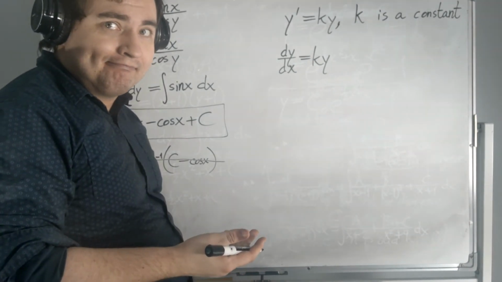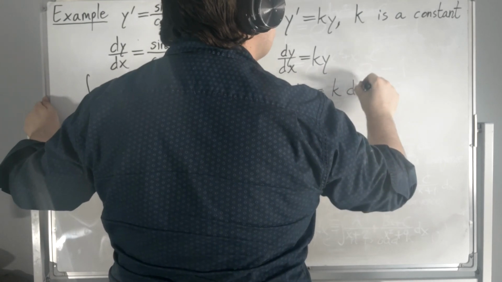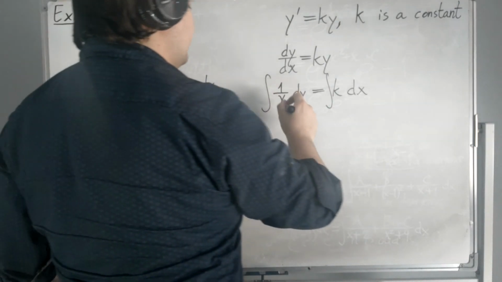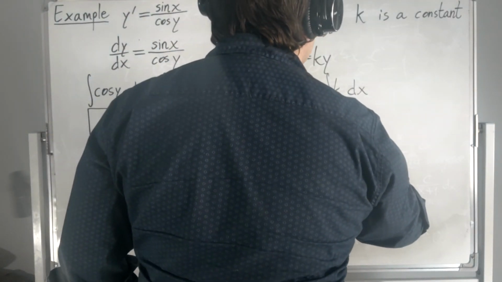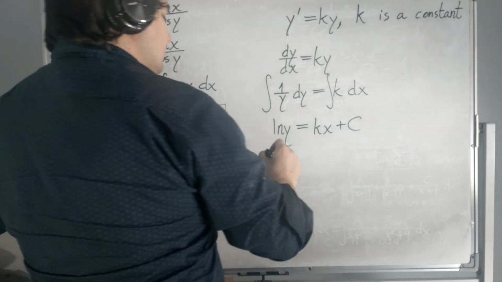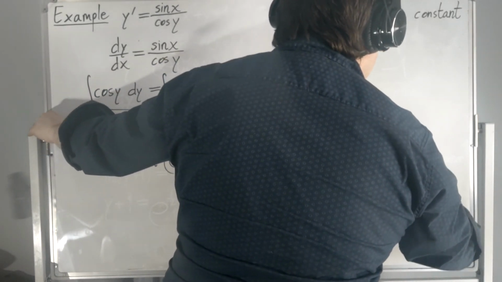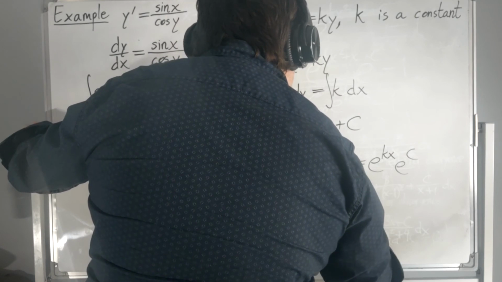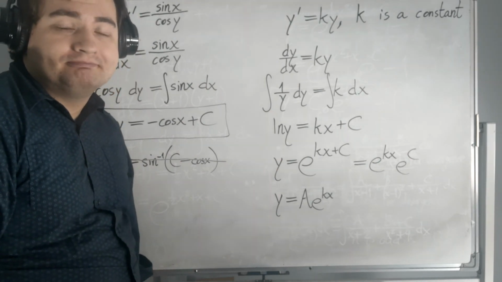This is separable. You can write this as 1 over y dy equals k dx. And then these are just integrals. An antiderivative of 1 over y would be ln y. An antiderivative of k, well, since k is a constant, that would just be kx. And there should be an arbitrary constant c in there. So when you raise e to both sides, you get y equals e to the kx plus c, which is e to the kx times e to the c. And then if we rename e to the c as a, this is y equals a e to the kx. And so we get an exponential function, just like you would in Calculus 1.